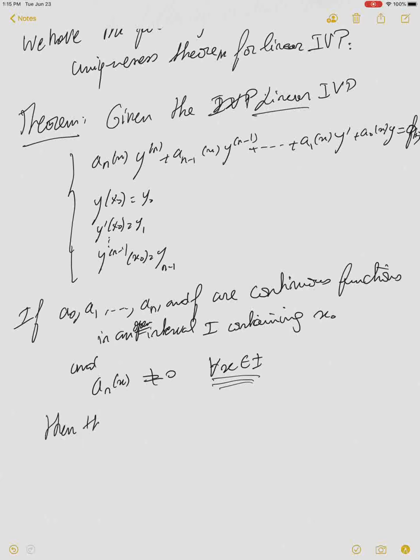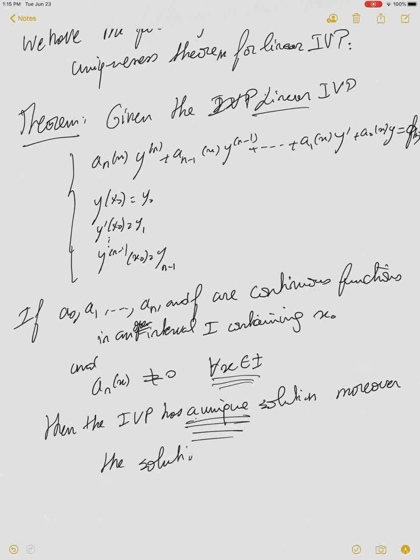Then the IVP has a unique solution. Moreover, the solution y is defined for all x in I. So I can know the domain of definition of my solution before solving my equation.